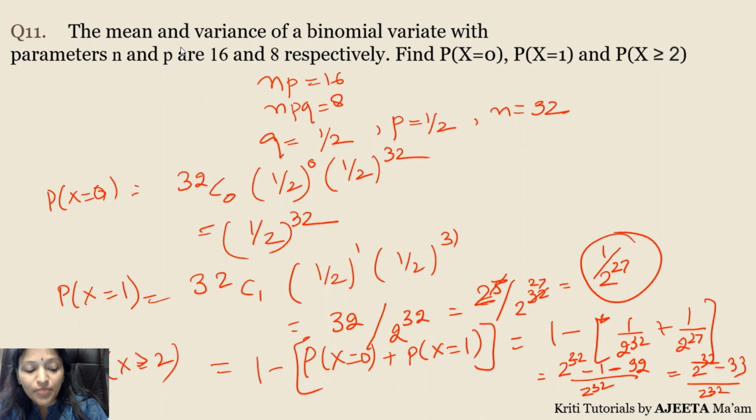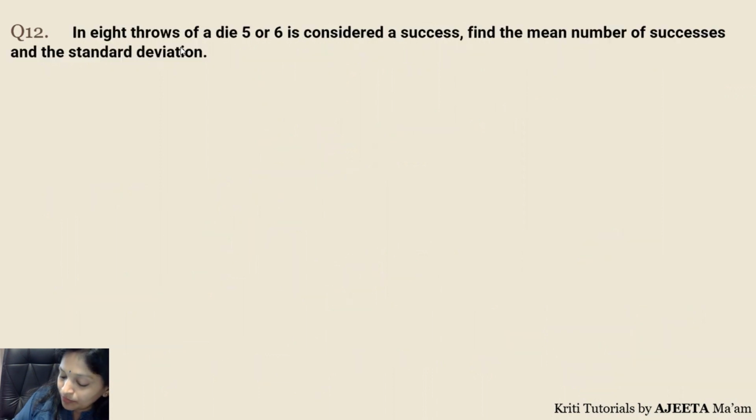So these are very simple questions which are based on mean and variance, but very important for case studies, competency based questions as well. In 8 throws of a die, 5 or 6 is considered a success. Find the mean number of dice and the standard deviation. They can ask you after that, find the sum of standard deviation and mean. They can ask you after that, find the product of standard deviation and mean.